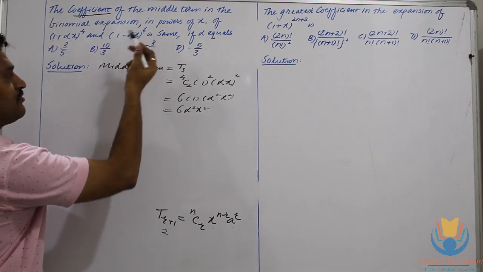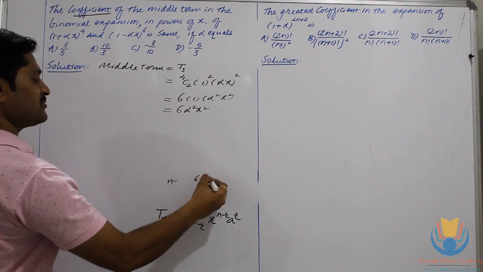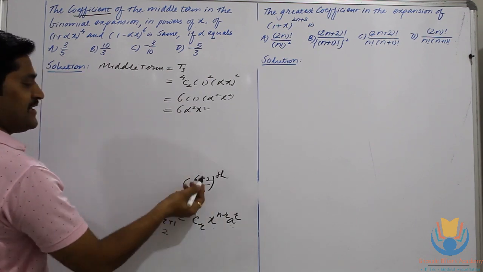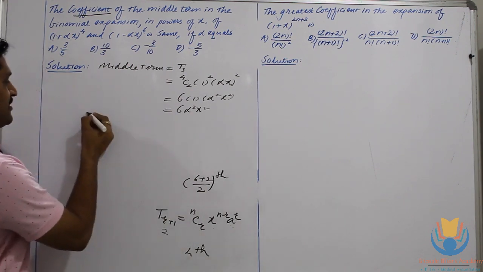So here the value of n is 6. So the middle term is going to be (6 plus 2) upon 2, which is 8 by 2, so the fourth term is going to be the middle term. So let's write the same.